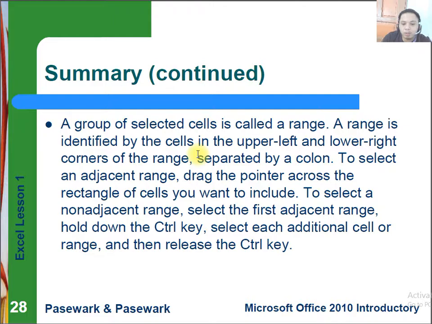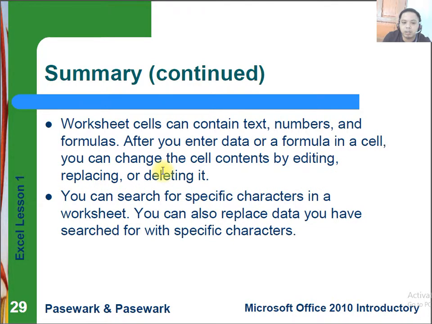Okay, drag the pointer across the rectangle of cells you want to include. Pag non-adjacent naman, select the first adjacent range or cell, hold down the control key, then select each additional cell or range, then release the control key. Okay, so that is how you select cells or range in Excel. What else? Ito, worksheet. Cells can contain different data, which is yung text, numbers, and formulas.